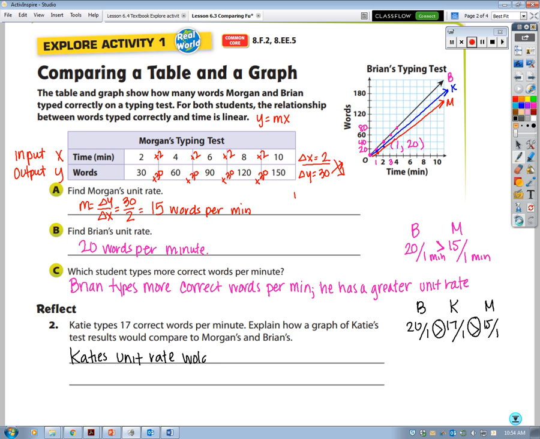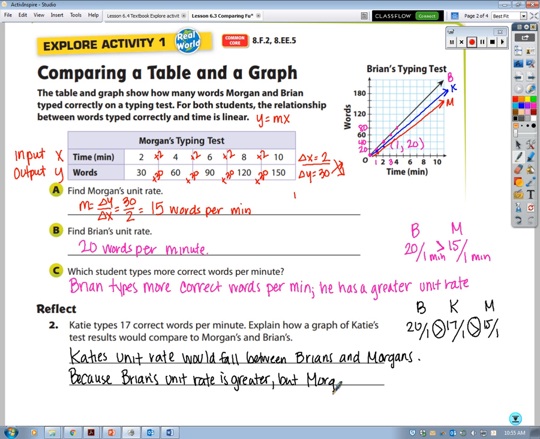Oops, let's try and spell correctly. Would fall, so her unit rate would fall between Brian's and Morgan's because Brian's unit rate is greater, but Morgan's unit rate is less.